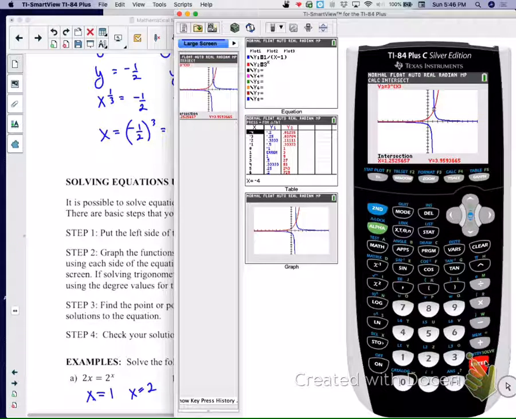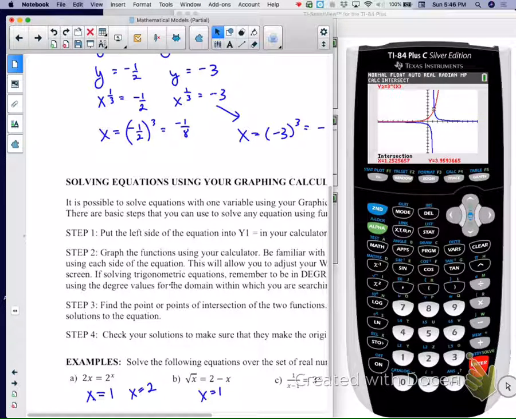Okay, so there's 1.25 if we go 3 sig figs. So x equals 1.25.